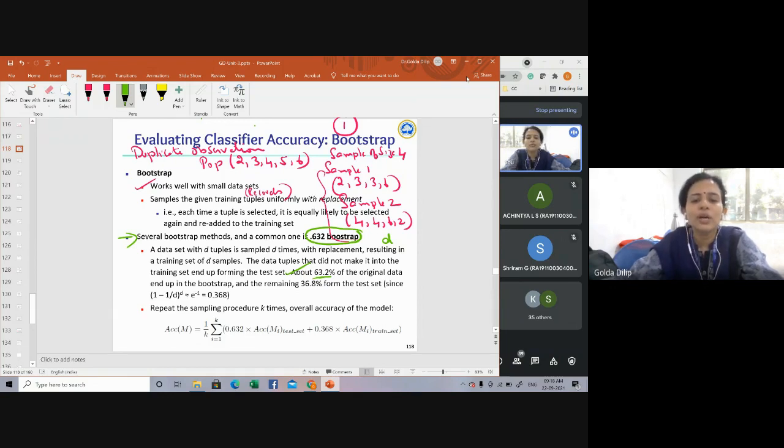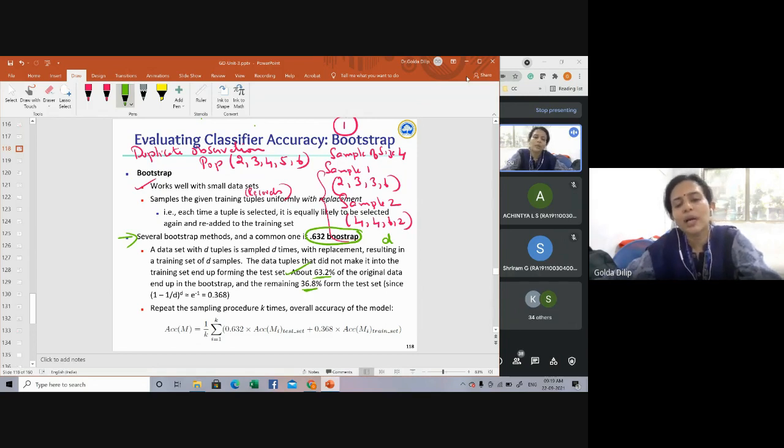An average of 63.2% of the original tuples will end up in the bootstrap sample, and the remaining 36.8% will form the test set. So that's why we have this name called 0.632 bootstrap. Because 63.2% of the original sample becomes the bootstrap sample, the remaining balance, that is 36.8%, becomes the test set. That's why we have the name 0.632 bootstrap.